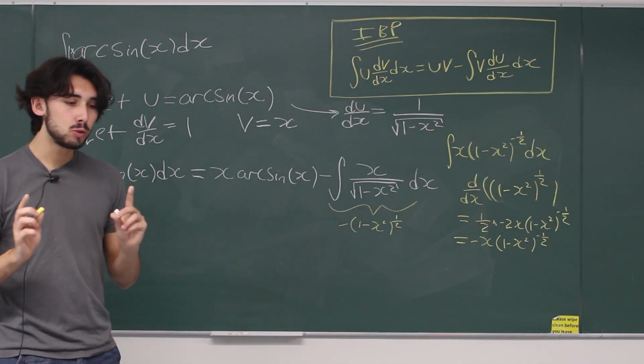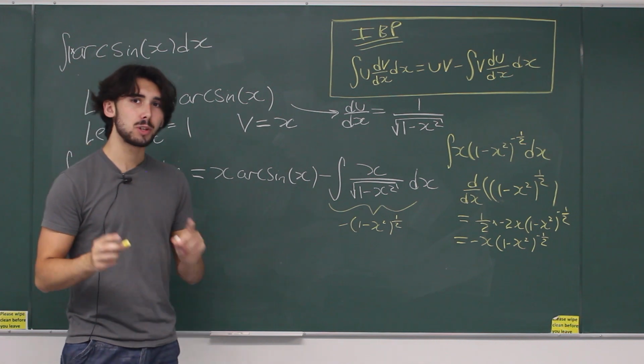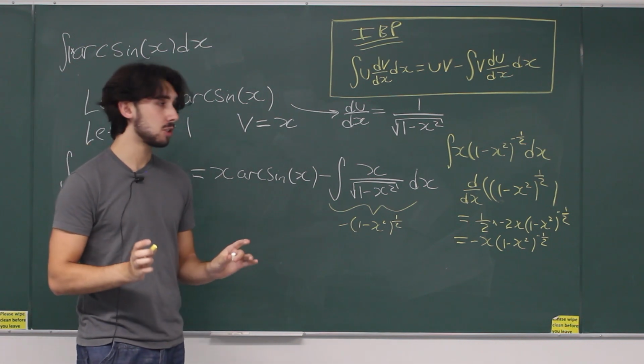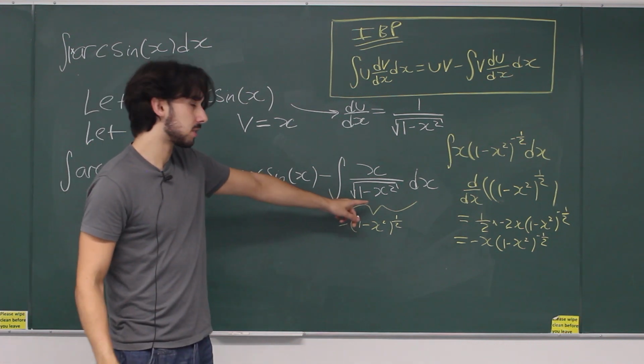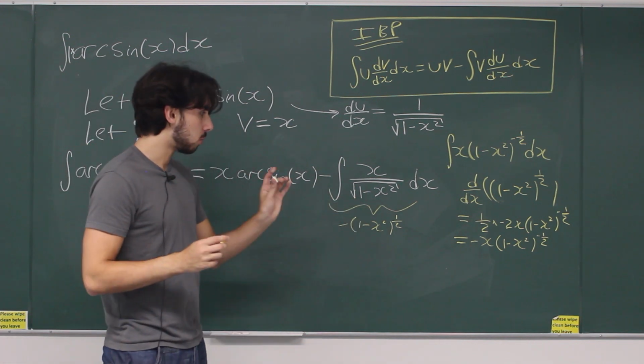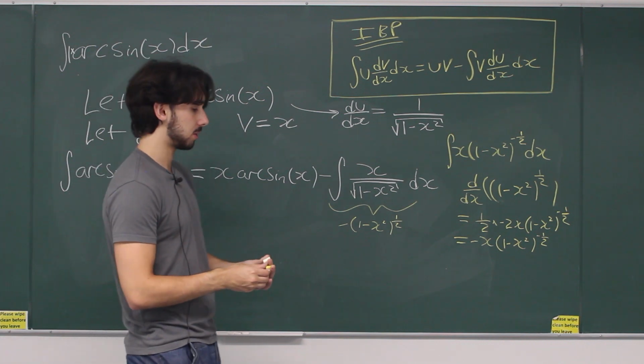Now, if you do not like that explanation, which is fair enough because it is a little bit strange, if you don't like it, just do a u substitution. Let u equal 1 minus x squared. Just do that. You will come to the same answer, I promise you.